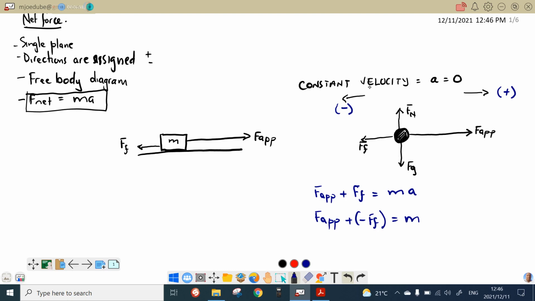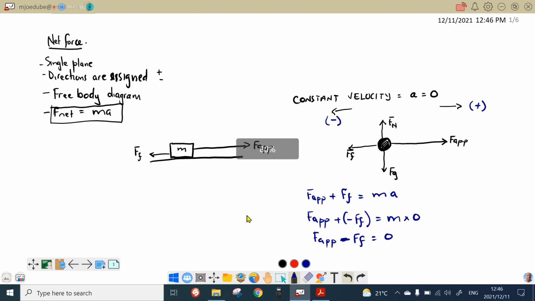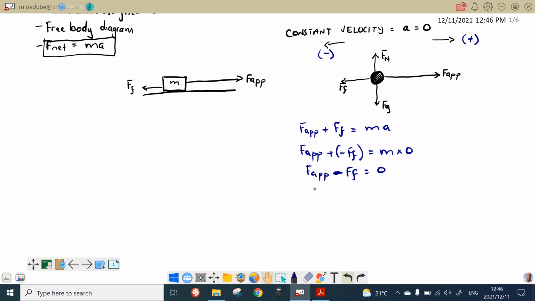And in this case, because it's moving with a constant velocity, the acceleration is going to be equal to 0. So multiplied by 0. I then substitute or do the necessary calculation. So my F app minus my FF is going to be equal to 0. So in this particular case, what I'm then going to be left with when I do my calculation is that F app is going to be equal to my FF.